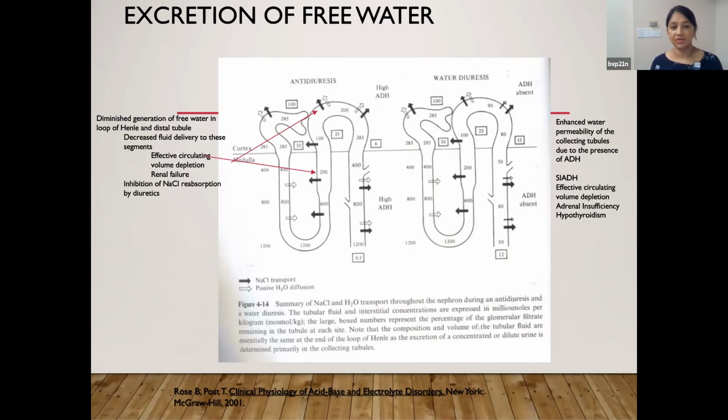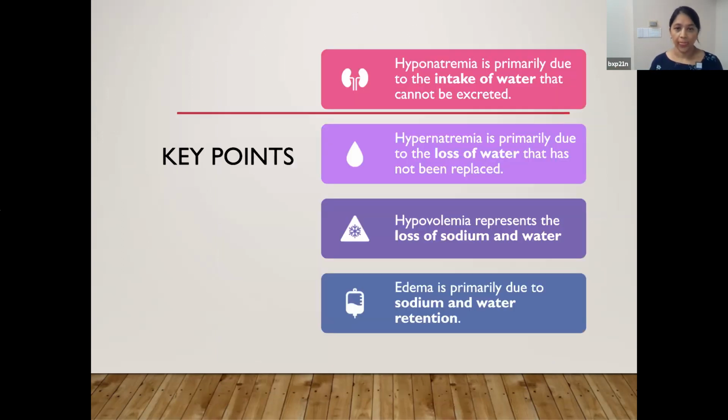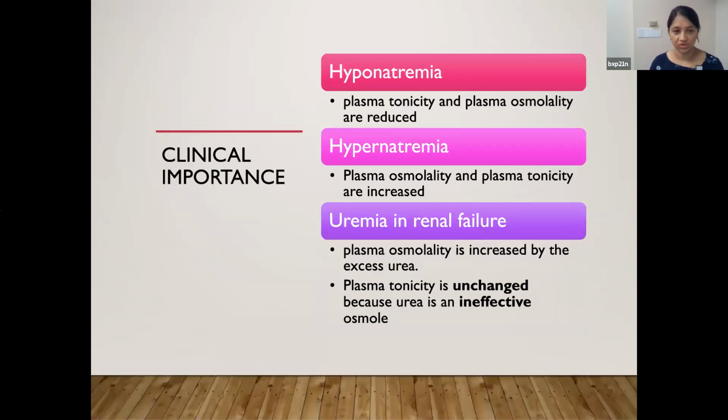So what causes all these problems is basically when you don't excrete as much as you want to, or you're retaining more than what you want to, then you encounter the problems. So hyponatremia is primarily due to intake of water that cannot be excreted. Hypernatremia, when you lose more water than the solute, then your sodium is high. And hypovolemia, you're losing both the salt and the water together. And edema is when you're retaining sodium and the water. So in hyponatremia, your plasma tonicity and osmolality both are low.